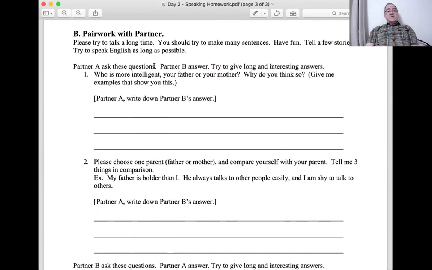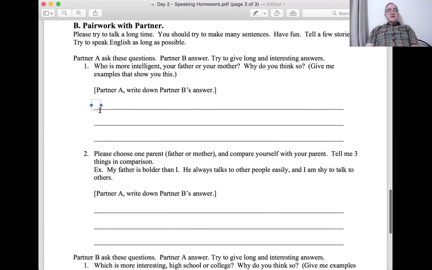Partner A asks these questions. Partner B answers. Try to give long and interesting answers. Number 1, who's more intelligent, your father or your mother? Why do you think so? Give me examples to show this. Okay, partner A, listen and write down partner B's answer. Partner B, you're going to speak about who's more intelligent, your father or your mother, and why, okay? And partner A is going to write down your answers.